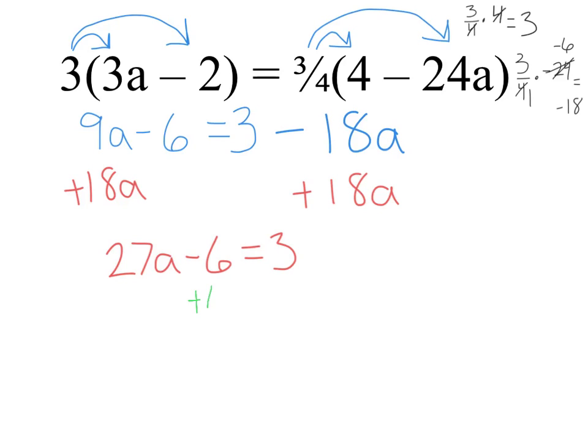And then we're going to add 6, move the constant to both sides, which is going to give us 27a equals 9. And our final step on this equation is going to be divide by 9 on both sides.